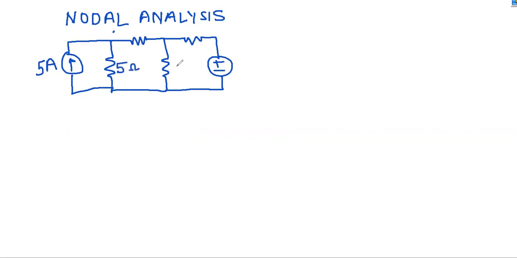In this circuit, we consider two sources as active elements: one current source of 5 ampere and another, a voltage source of 10 volt. The passive elements are a 2 ohm resistor, a 5 ohm resistor, another 5 ohm resistor, and a 1 ohm resistor.